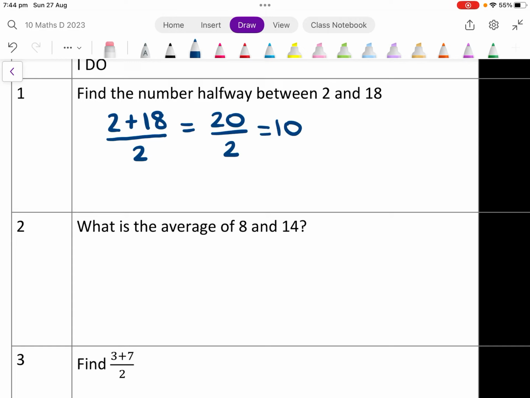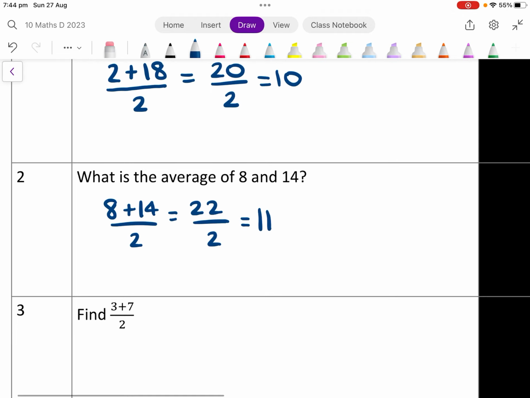Now, to find what is the average of 8 and 14, we're being asked to find what is the halfway point as well. So we add the 2 numbers together. So we go 8 plus 14 and divide this by 2. Now 8 plus 14 is 22, divided by 2 is 11.